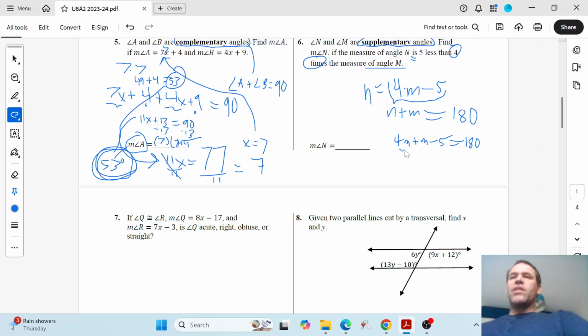You're going to combine those together again, solve for M. So that's 5M. You're going to add 5 to the other side. So that equals 185. You're going to divide by 5. And then you're going to take that and plug it back into what N is to figure out what N is.